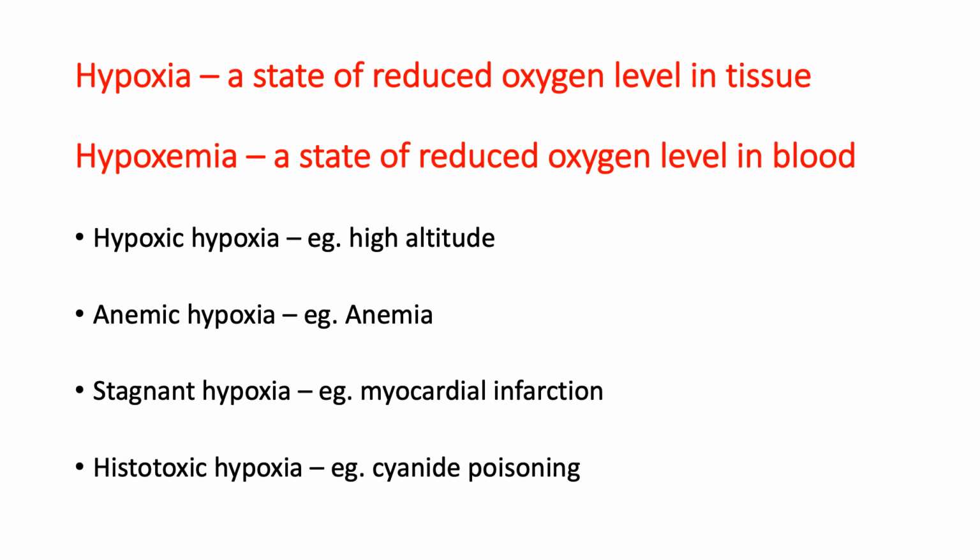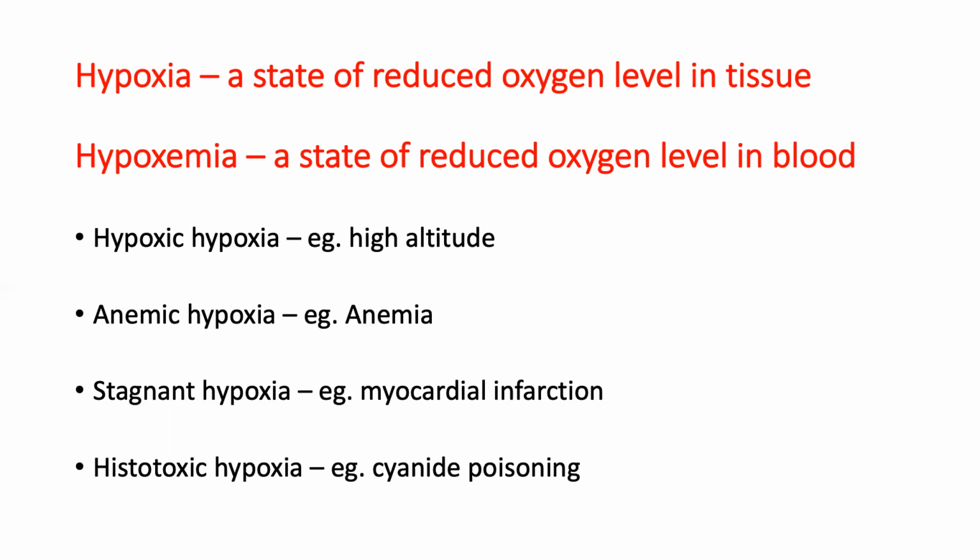Number 2 hypoxia is anemic hypoxia. The air we breathe in has good oxygen, but we do not have enough hemoglobin to carry that oxygen to the cells. That is what we call anemia-related hypoxia, anemic hypoxia. And number 3 type is stagnant hypoxia.